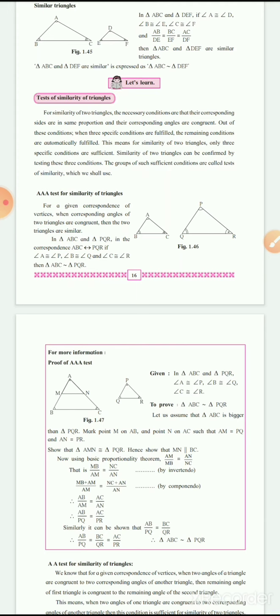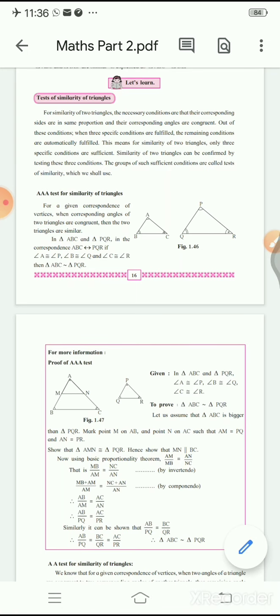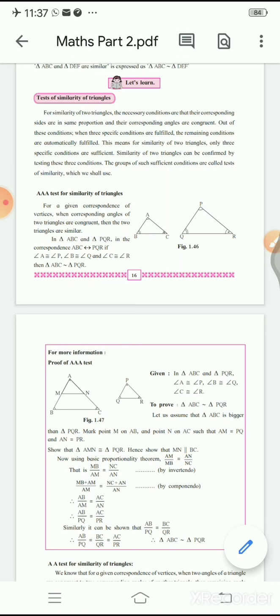For a given correspondence of vertices, when corresponding angles of two triangles are congruent, then the two triangles are similar. Let us see in the figure.